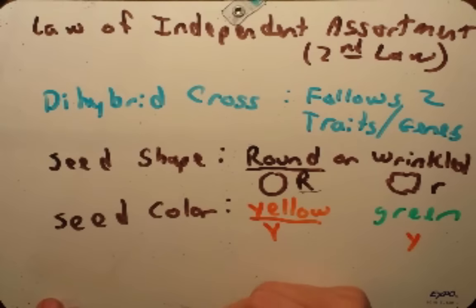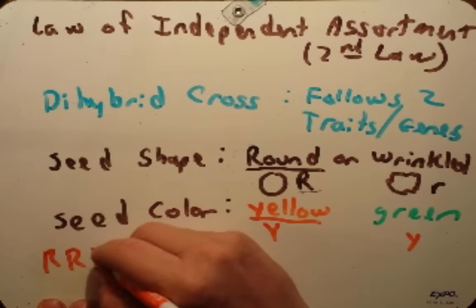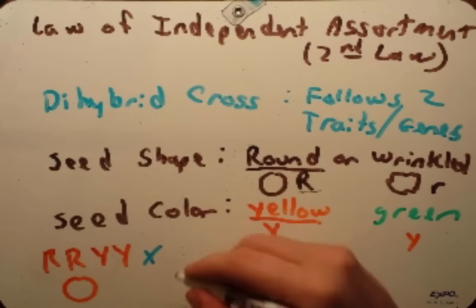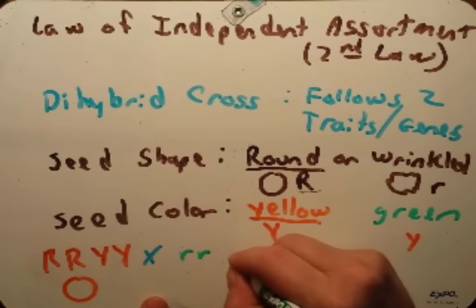So what we want to start off with is two strains that are pure breeding. The first one will be big R, big R, big Y, big Y. So this will be a strain that is yellow and round. And we're going to want to cross that to a strain that is also pure breeding. That is going to be wrinkled and green. So little r, little r, little y, little y.